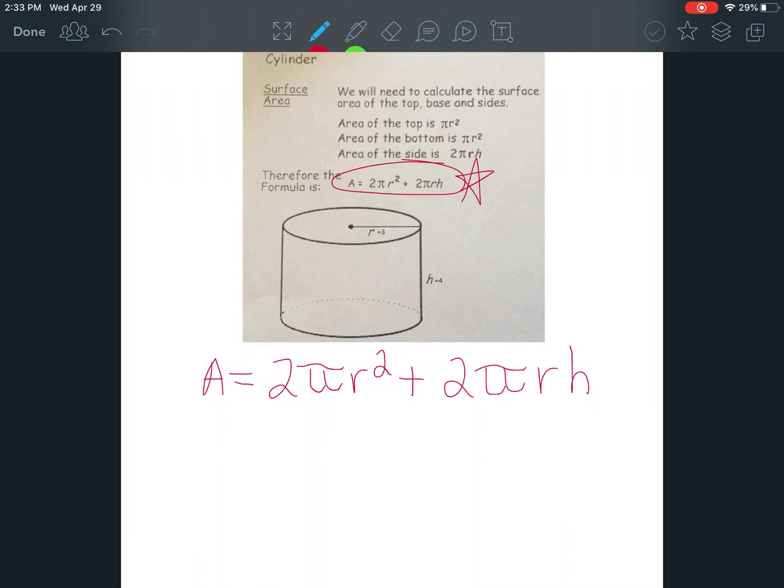And you'll be given this formula when you're trying to find the surface area of a cylinder, so you don't have to memorize that. Okay, so now our next step is to plug in the information that we know. So I bring down the A because we're trying to find our area.